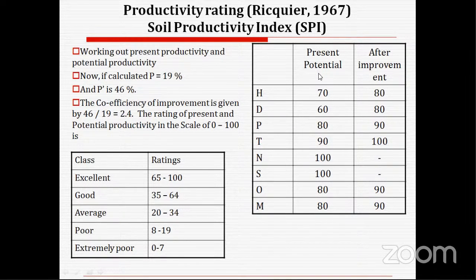Excellent, good, average, poor. After improving, if 70 to 80 is there, these are the after-improvement conditions only. Just the coefficients and all this calculation, but you remember this table. This is derived after improving, after doing some experiments. So this is regarding the soil productivity index.